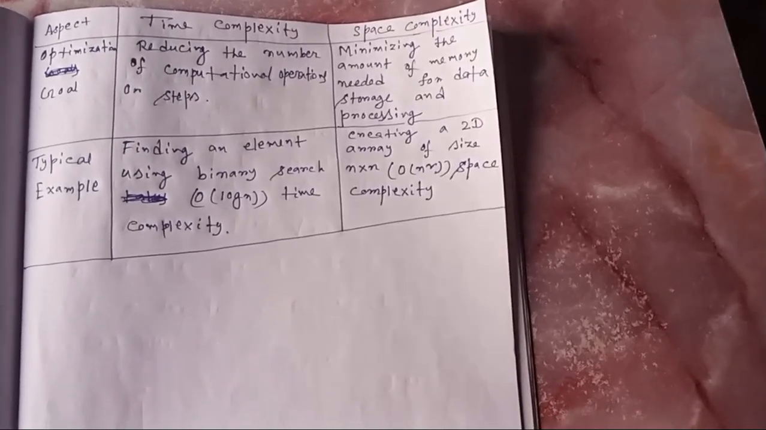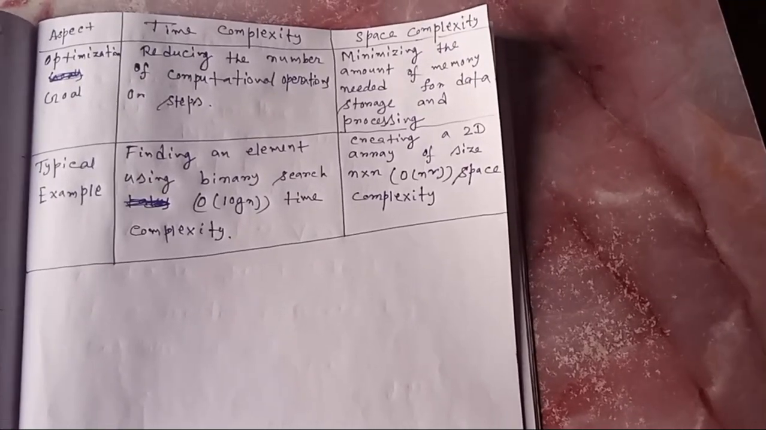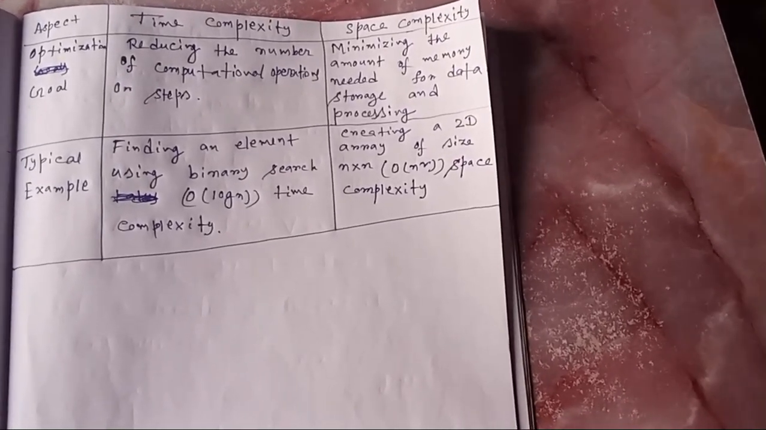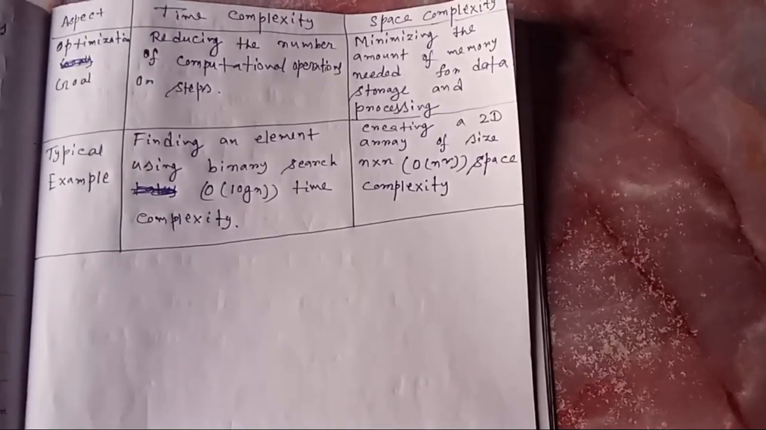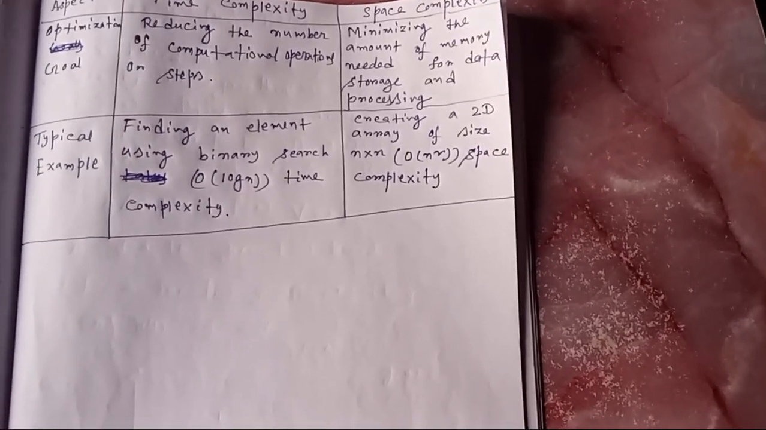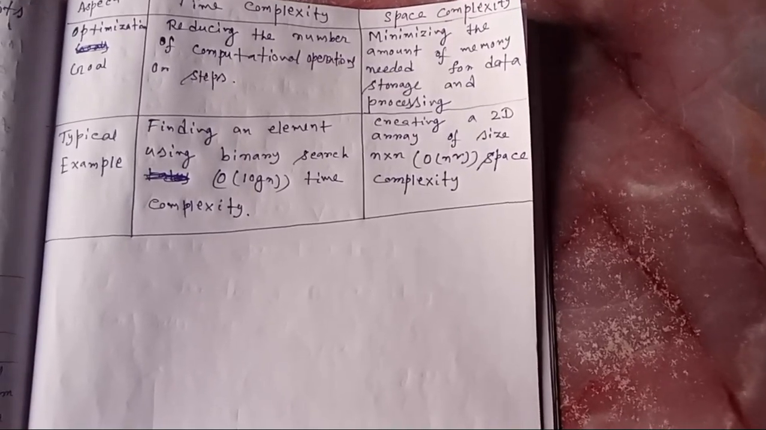Typical example of time complexity is finding an element using binary search. It takes order of log n time complexity. And creating a 2D array of size n cross n takes order of n square space complexity.